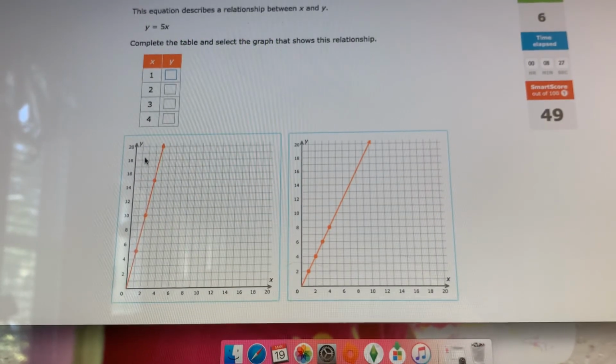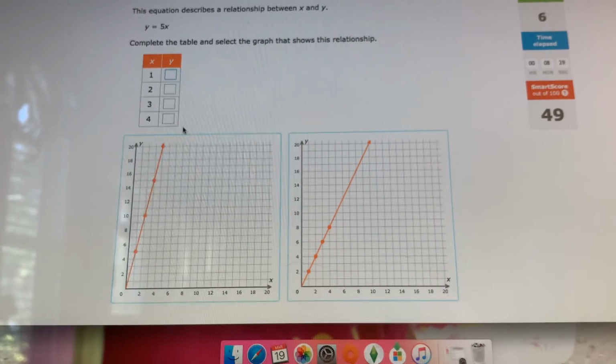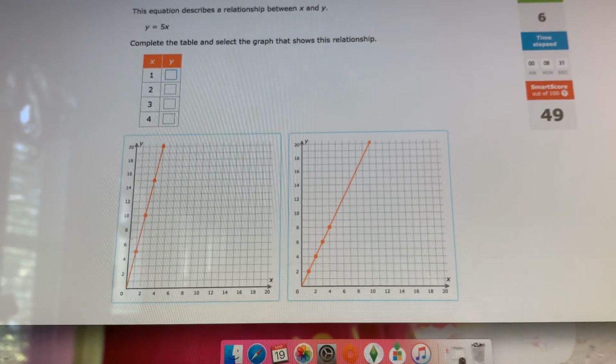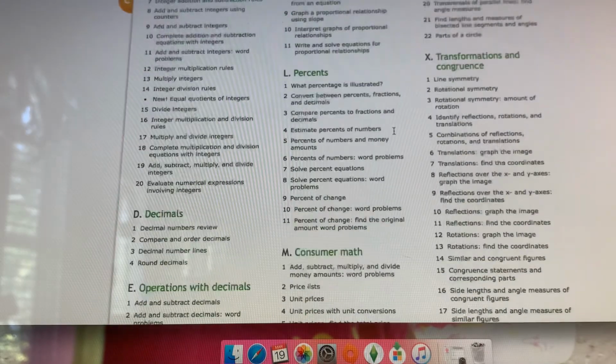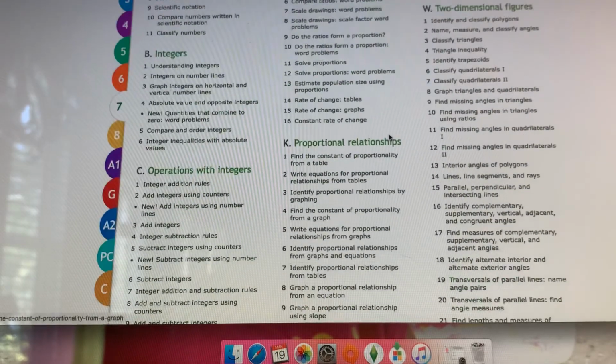So it doesn't look like it's getting much harder than this. So pretty simple. Let me know if you have any questions about U7. And then U9, actually, I'm going to make a separate video for U9.